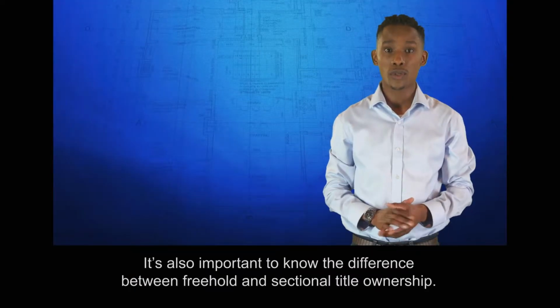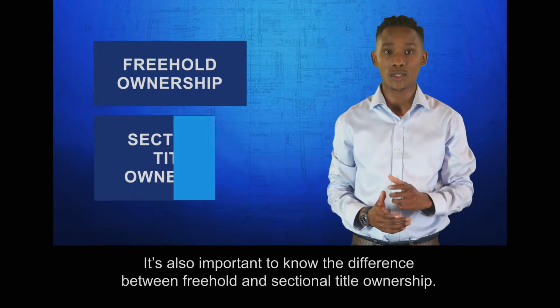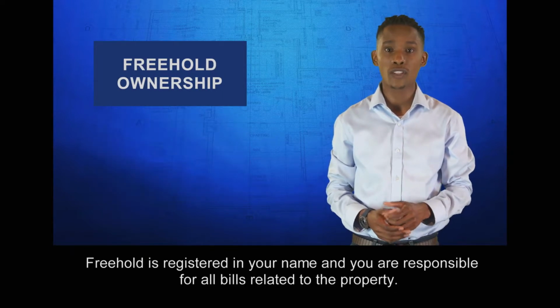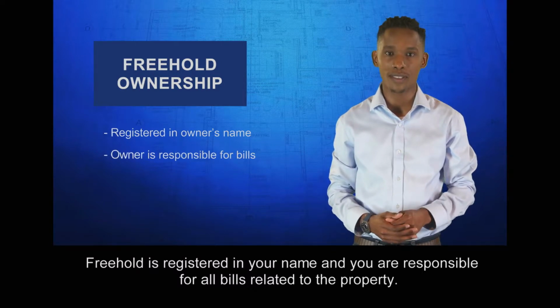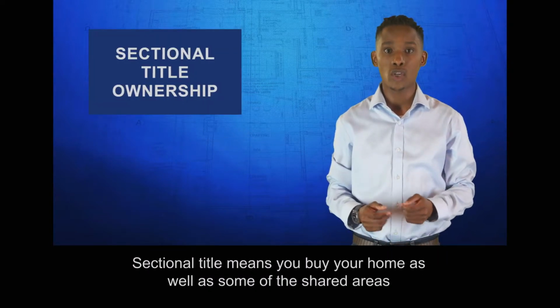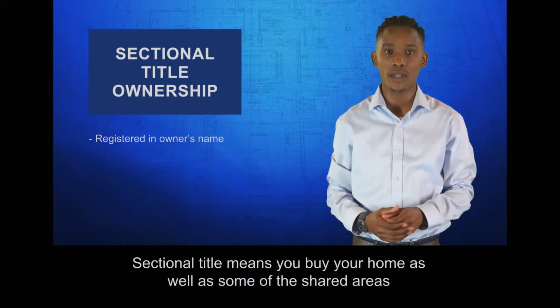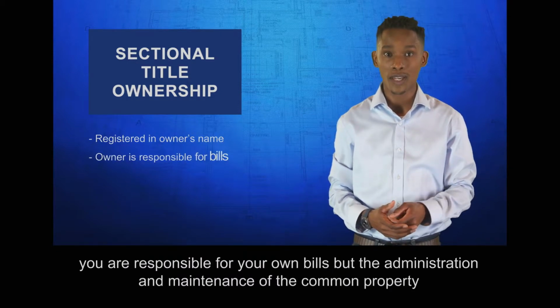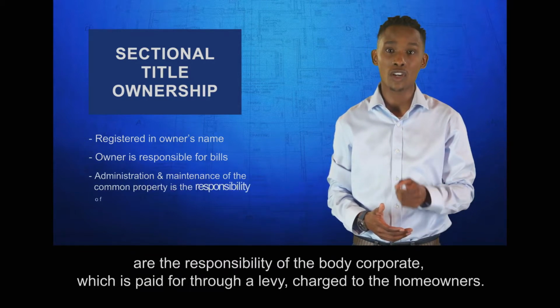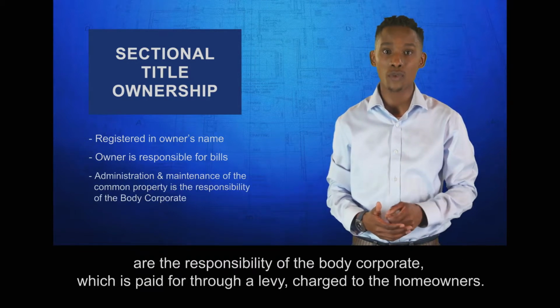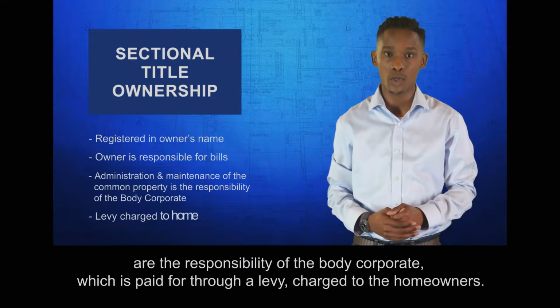It's also important to know the difference between freehold and sectional title ownership. Freehold is registered in your name and you are responsible for all bills related to the property. Sectional title means you buy your home as well as some of the shared areas. You're responsible for your own bills, but the administration and maintenance of the common property are the responsibility of the body corporate, which is paid for through a levy charged to the homeowners.